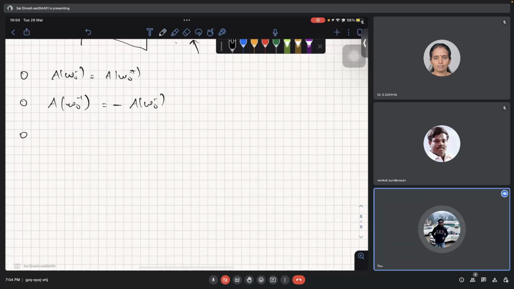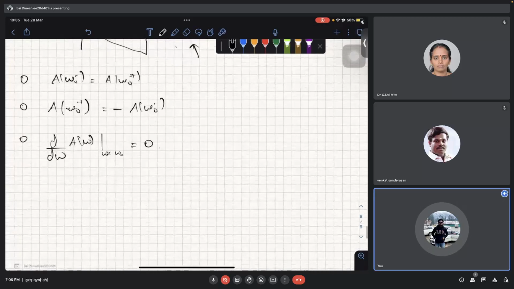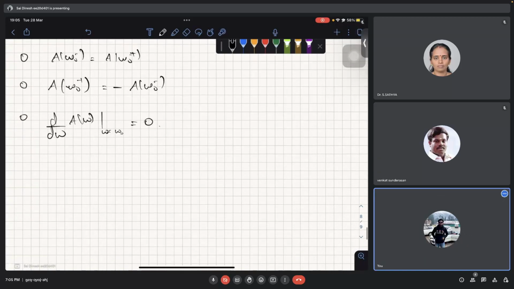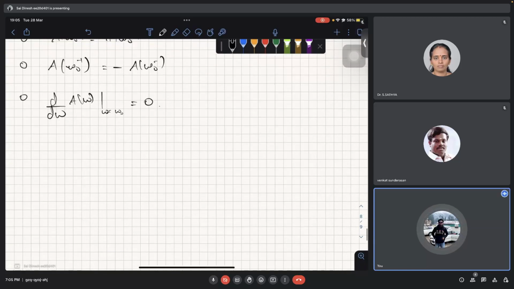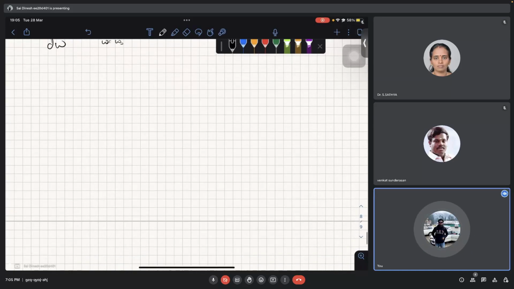Okay, then the third one would be d by d omega of A of omega at omega equal to omega naught equal to 0. We see that we have a constant. So since it is like this, the group delay is actually a constant, right? That is one. You need to find which among them actually represent the system, the information that they are giving here.